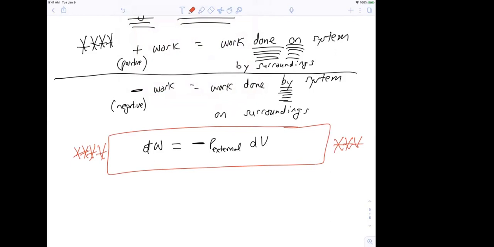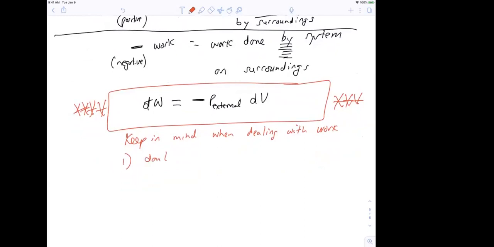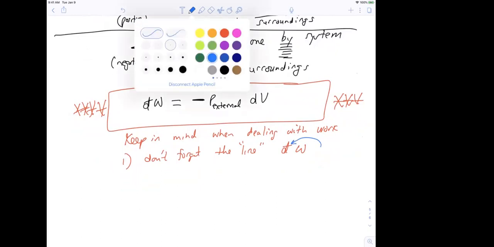So of course you don't have to memorize anything, but this is something that you'll see over and over again, so you'll just memorize it. Okay. So some things I want you to keep in mind when dealing with work. One, don't forget the line. And what I mean by that is this guy. Okay, don't forget that. All right.